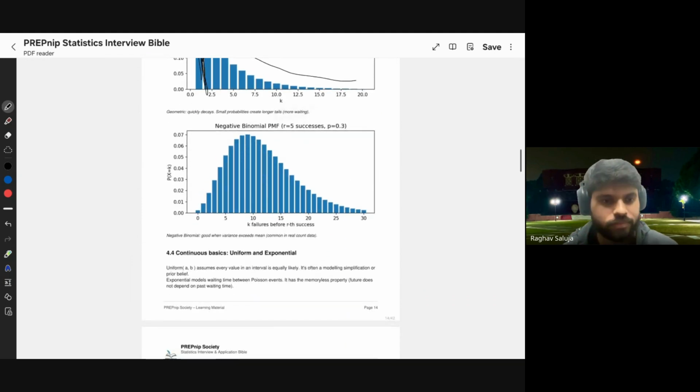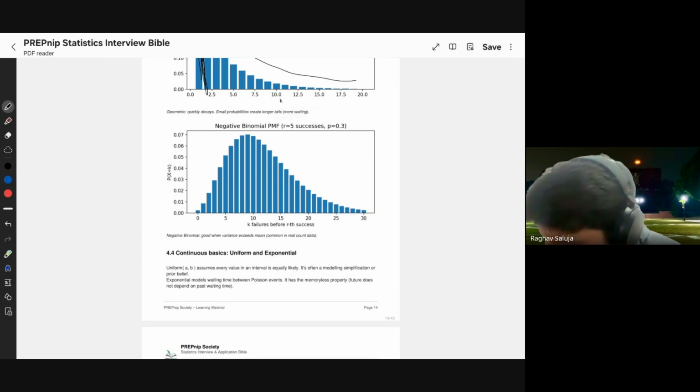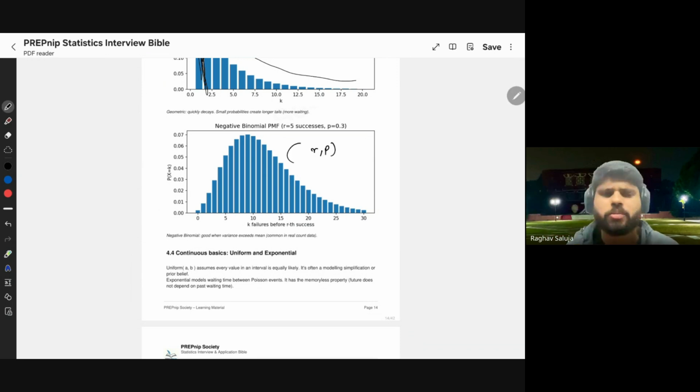Negative binomial. Negative binomial R comma P. These are the two parameters. Negative binomial is about, let's say, पिछले में geometric में we discussed about a salesman, right? In this, let's discuss about a stubborn salesman. It models trials until the rth success. उसमें क्या था? How many trials until the first success? Negative binomial में है it models trials until the rth success.